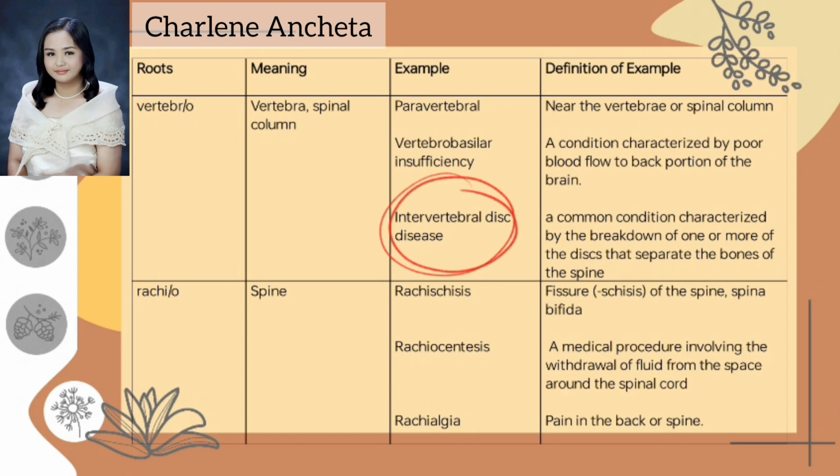Intervertebral disc disease, a common condition characterized by the breakdown of one or more of the discs that separate the bones of the spine, causing pain in the back or neck and frequently in the legs and arms. The term disc is short for intervertebral disc. These are the spongy cushions that separate the bones of the spine. These provide shock absorption, keep the spine stable, and give the vertebrae pivot points to allow movement.